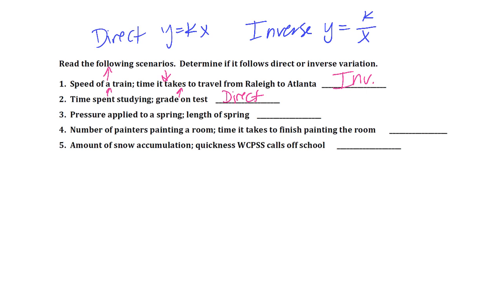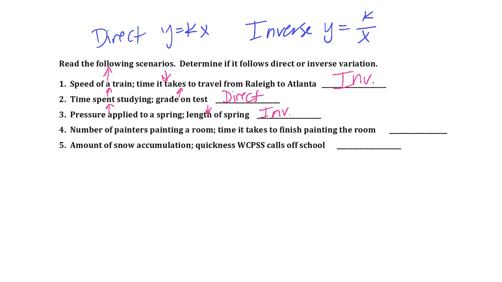All right. Pressure applied to a spring and length of a spring. This is a little weird because you may not have actually used a spring like this, but think about the spring if you take apart your pen, and the pressure is if you push on both of the ends. So we're going to increase the pressure, and what happens to that spring as we push it together? The length goes down, therefore it is inverse variation.